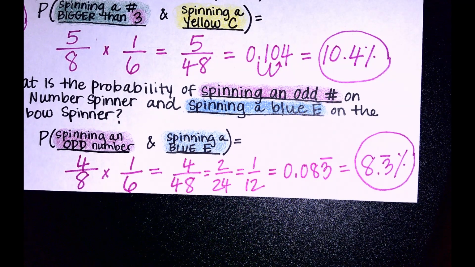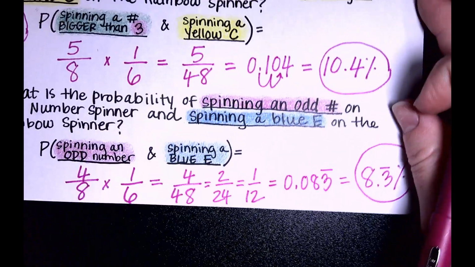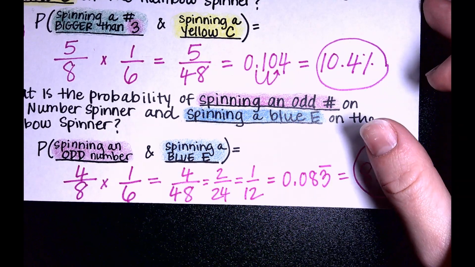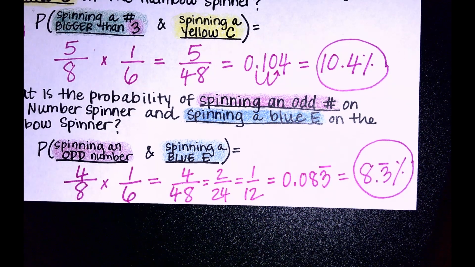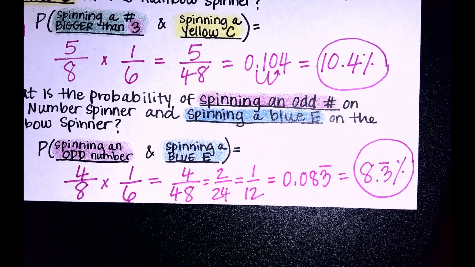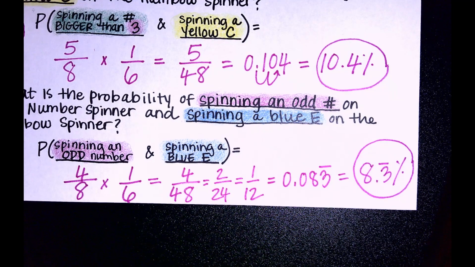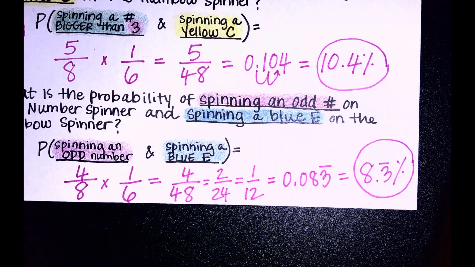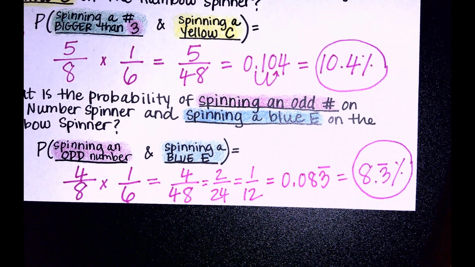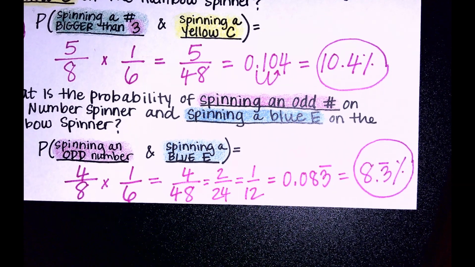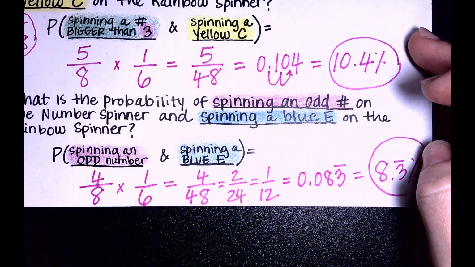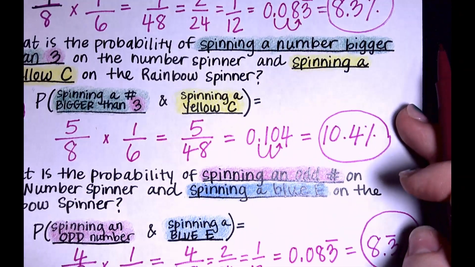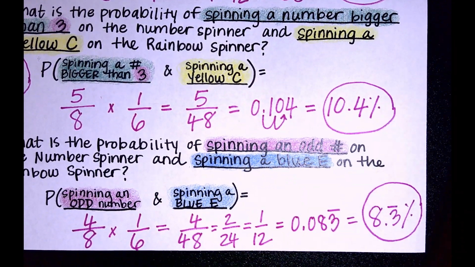Beautiful. Okay. So these questions were all independent events. No matter what number I land on, that does not affect how many options I have to land on the rainbow spinner. The two spinners don't affect each other. That's why they are independent. Yes? Is the repeating required? It's not required. If you don't put it, I will not count it wrong. Good question.